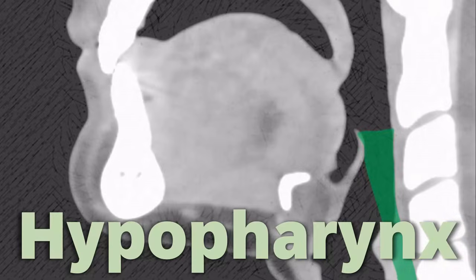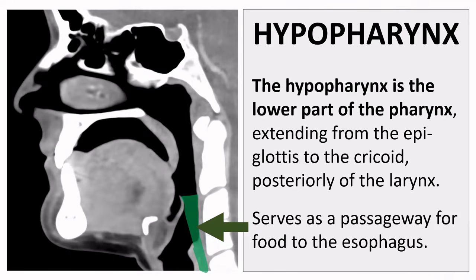And with that, I think we're ready for the final part of our discussion on imaging anatomy of the pharynx. Let's now talk about hypopharyngeal anatomy. So welcome to the last presentation on imaging anatomy of the pharynx. And in this presentation, we're going to talk about the anatomy of the hypopharynx.